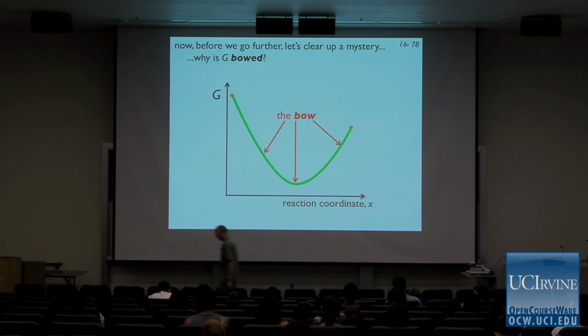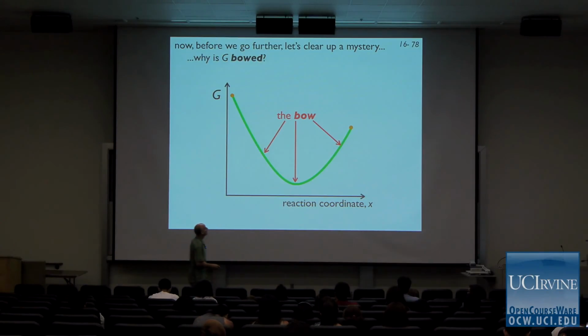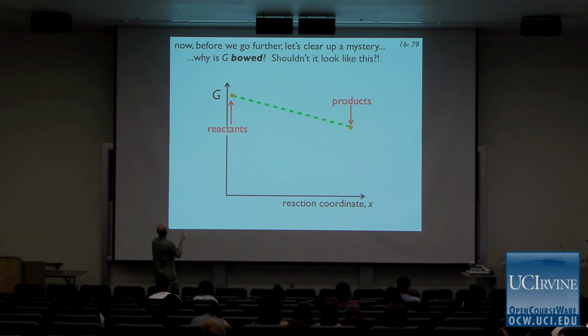Finally, I want to talk about this. We're going to call this the bow. I think this plot is actually very counterintuitive. Why do I say that? Look, if you've got reactants here and you've got products here, the shortest distance between 2 points is a straight line. If this is the Gibbs energy of the products and this is the Gibbs energy of the reactants, why would the Gibbs energy of the mixture of the reactants with the products ever be less than this?